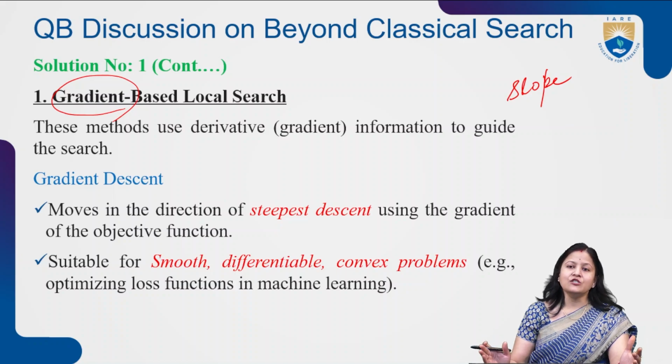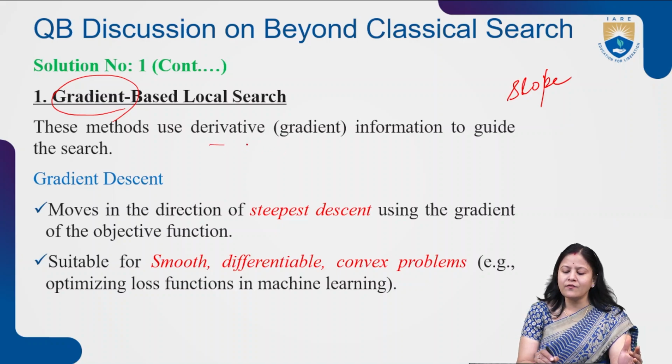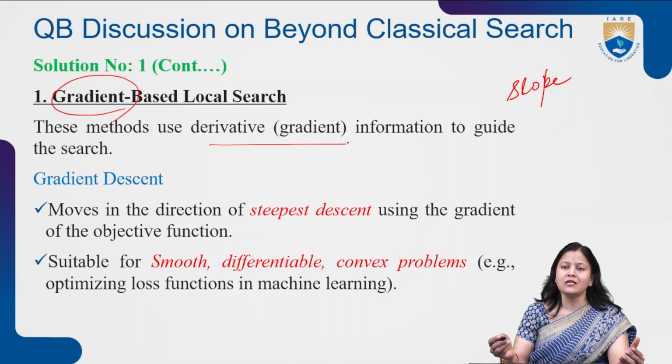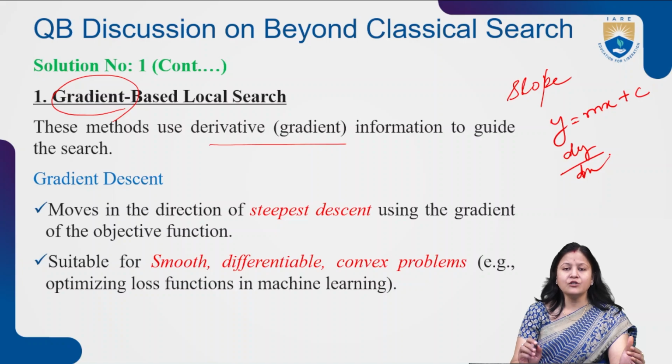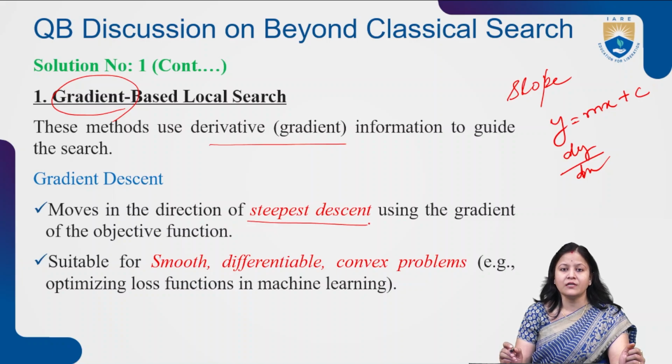So if the local search is based upon the slope, then we can say it is a gradient based local search. These methods use the derivative information to guide the search. That means if a slope is given, like the equation y is equal to mx plus c, then we can find the derivative dy by dx, right? So these methods use the derivative or gradient information to guide the search. Then what is the meaning of gradient descent? Gradient descent moves in the direction of steepest descent using the gradient of the objective function.